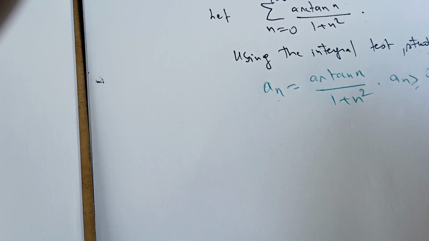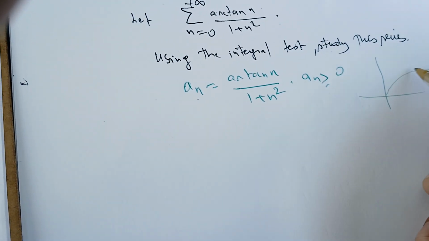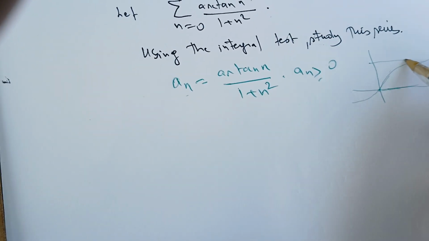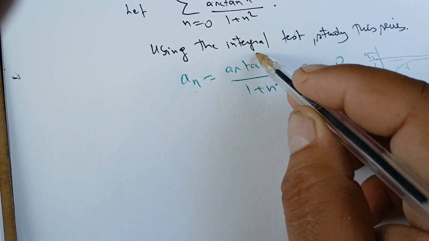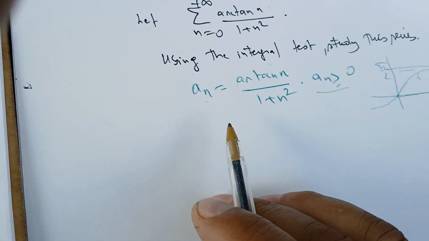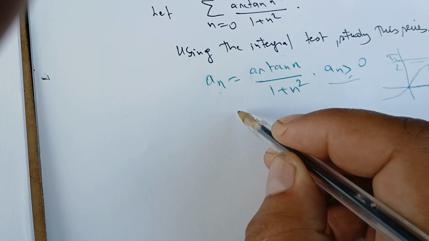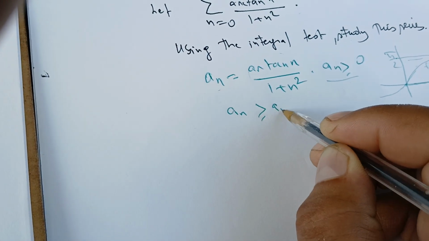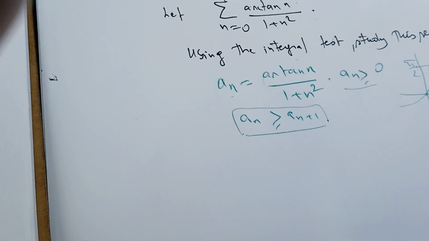it's positive, because we remember that arctangent is like this. So we are in this part. This is pi over 2. So it's always positive divided by a positive number, so that means a_n is positive. The issue that we're going to face is that we need to prove that a_n is bigger than a_(n+1). That means our series is decreasing.